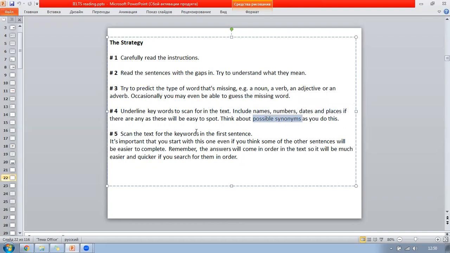So you need to know the technique of scanning. So you need to scan the text. You need to find these keywords from the sentence and find the answer. Then the same procedure for the next sentences.